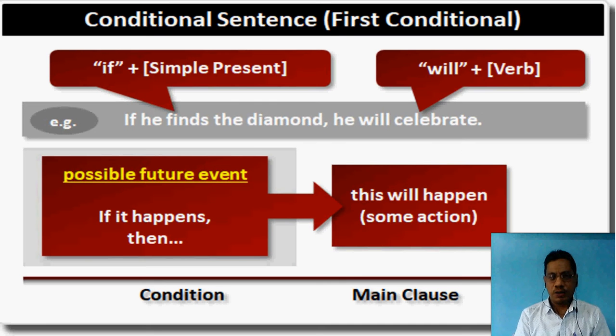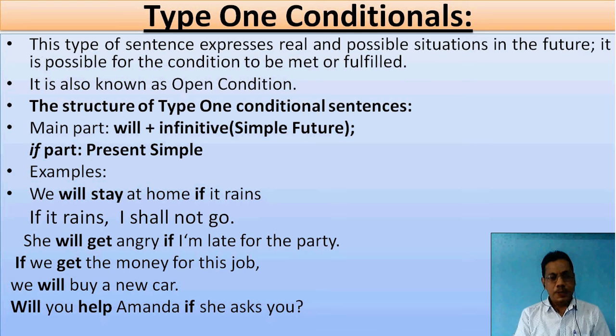Then let us proceed towards the first conditional. Here the structure is like if plus simple present. Then in the main clause it will be followed by will plus main verb. For example, if he finds the diamond, he will celebrate. Now let us go into detail.